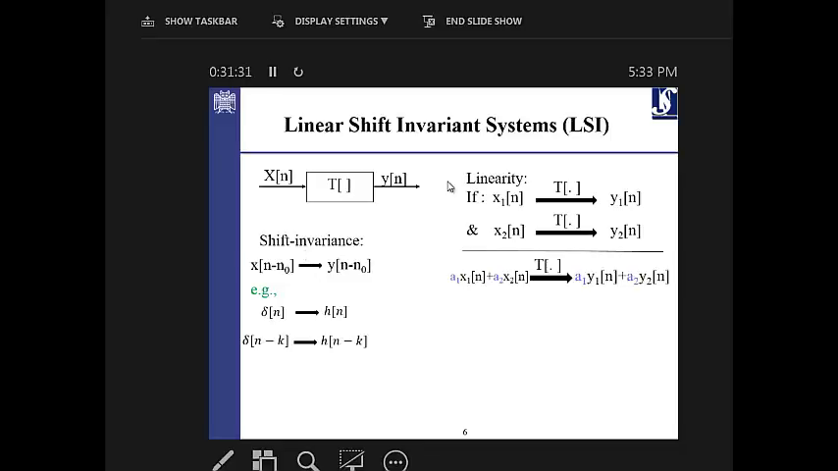They should have these two properties, linearity and shift invariance. Linearity, what does it mean? Linearity comes with two properties. One of the properties is called homogeneity. That means if you have x1 of n applied to the system, you will get y1 of n. And if you increase or decrease the scale by the coefficient a1, so if you apply a1 times the input, you will get a1 times the output. It's called homogeneity.